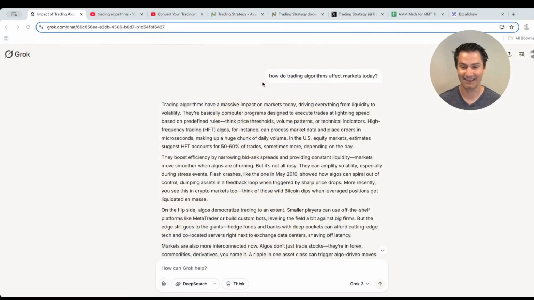Okay. So where I want to start today is recognizing how trading algorithms are affecting our markets. And if you don't know how to use them, then you're going to struggle to compete for the best prices, both buying and selling. But don't take my word for it. Why don't we ask Grok what it thinks about this? And I did that here. So how do trading algorithms affect markets today? Trading algorithms have a massive impact on markets today, driving everything from liquidity to volatility. Basically, computer programs designed to execute trades at lightning speed based on predefined rules, right? Price thresholds, volume patterns, technical indicators.